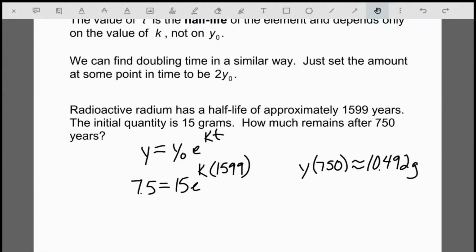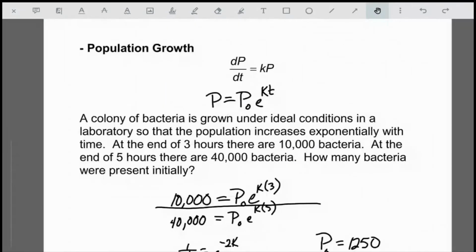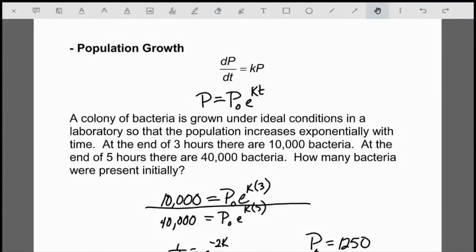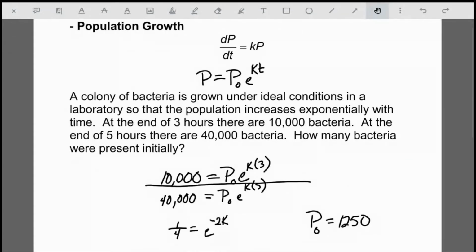Okay, so another type of problem that you're going to see is a population growth. Now, population growth, you notice here I already wrote out the general solution to this. We have dp dt is k times p. That's the exact same setup as what we saw before. We had dy dt is k times y. Well, we know what the solution is going to look like, right? We know it's going to be p is equal to p naught e to the kt power. We're just changing the variables from y to p. Okay, so same idea.